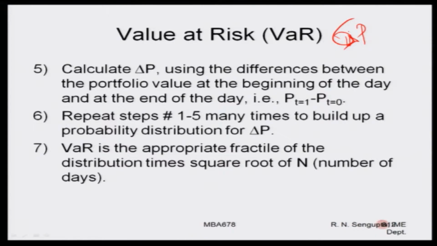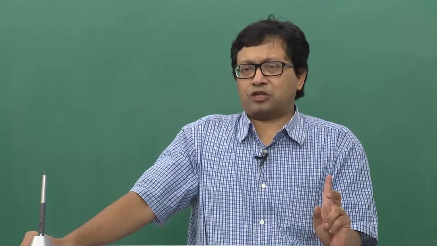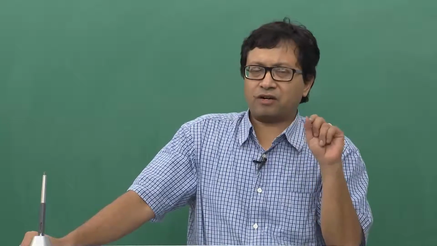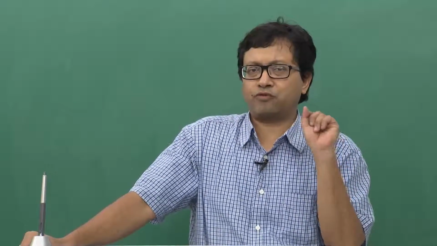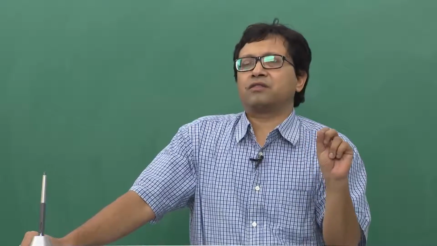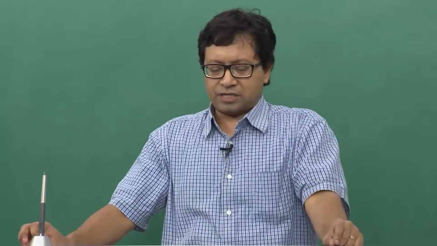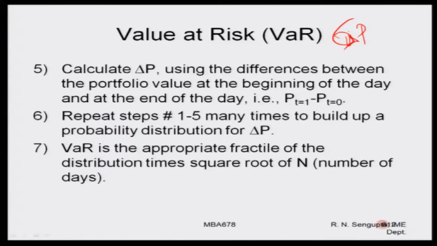Similarly, if you have done different problems in swaps, in different problems in options, all our concern was the rate of change of the return of the option or rate of change of the return of the portfolio or rate of change of the return of the financial assets, and its standard deviation was more important for us. Repeat steps 1 to 5 many times to build up a probability distribution for delta P. VAR is the approximate fractile of the distribution based on which you are trying to find out what percentage, is it 95%, is it 99%, based on which you will find out the value of VAR.